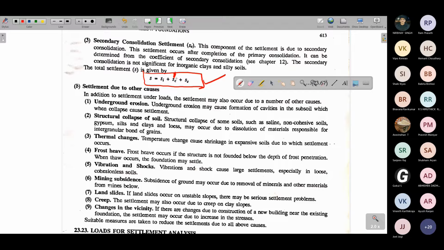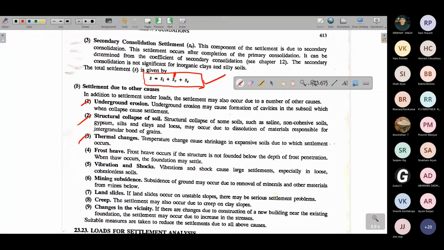There are some other causes which cause settlement. That can be underground erosion, formation of cavities in the subsoil, or a structural collapse of the soil, structural collapse of some soils such as saline, non-cohesive soils, gypsum, silt, clays, the losing of the structure. There may be thermal changes that cause shrinkage, expansion, and so on. Frost, maybe ice and other things.